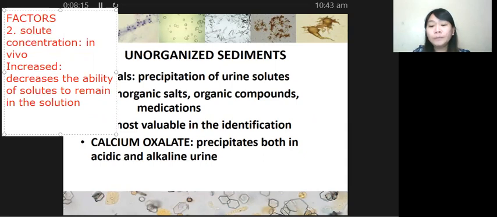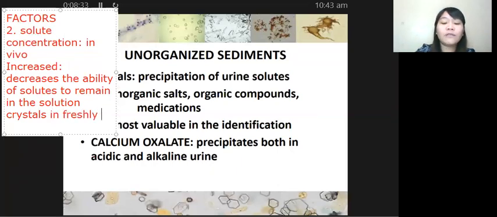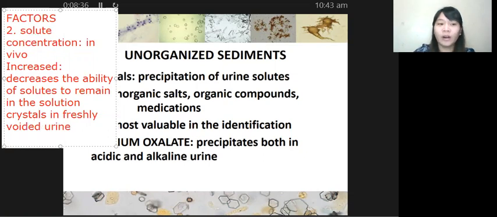So take note also that in the case of solute concentration, kasi nandito na din tayo, okay? So crystals, ano ang pwede nating i-correlate when it comes to the presence of crystals in freshly voided urine? Alright, since solute concentration ang pinag-uusapan, class, anong parameter allows us to determine the solute concentration that is present in your urine sample? Anong parameter ulit yon? Okay, very good. Yes. So we have your specific gravity.